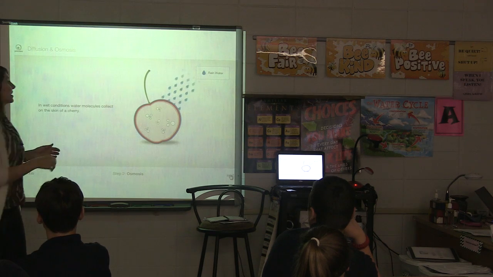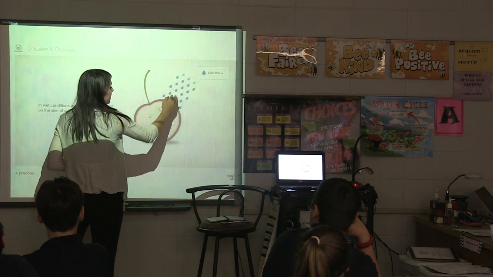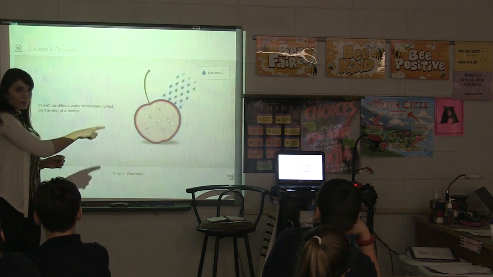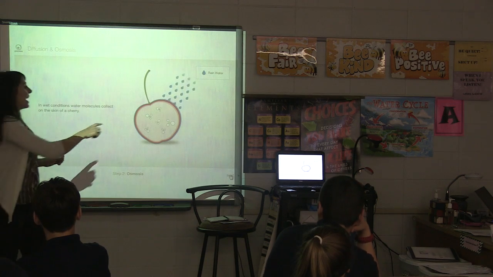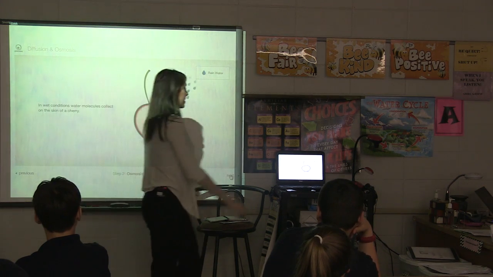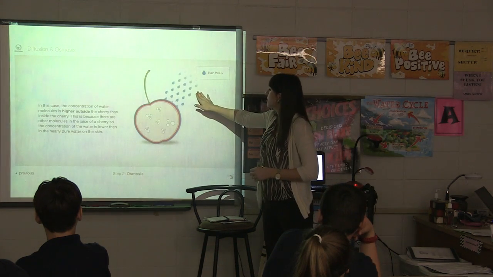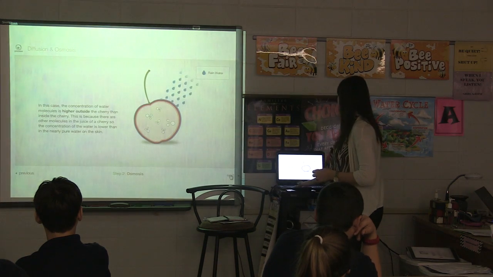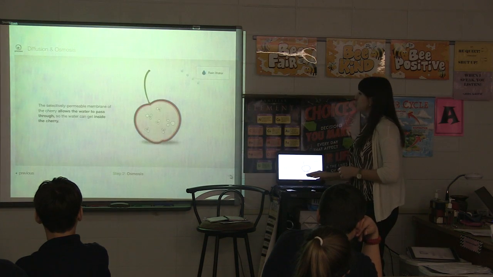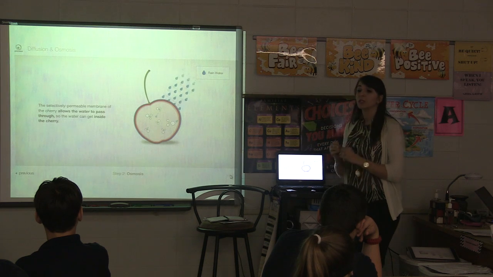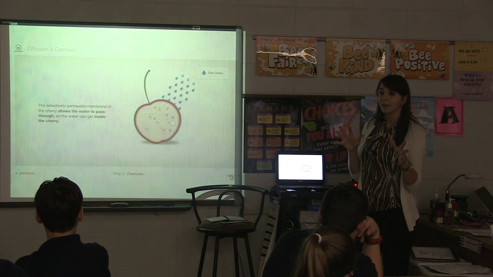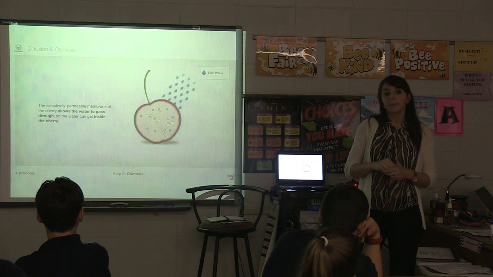Into the cherry. So good. So as the rainfall hits the cherry, it's going to pass through this selectively permeable membrane, right? Very good. And then as it passes through, it's going to fill inside. And we're going to see that movement occur because the demonstration is going to show how water molecules can pass through and get inside the cherry. And once it travels into the cherry, it's going to diffuse, right? Spread out. And as they spread out, they're going to reach equilibrium, right?